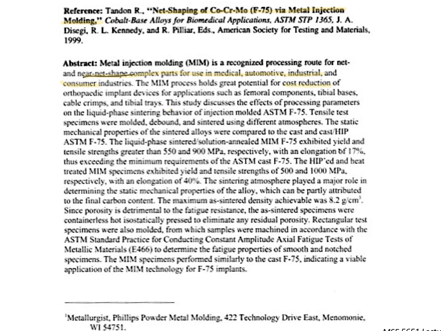He's looking at cost reduction of orthopedic implant devices. All right, and so cost reduction refers to the fact that it's net shape. You don't need to machine it. All that expensive machining stuff is minimized or hopefully eliminated entirely. And he's looking at process parameters of liquid phase sintering behavior of injection molded ASTM F75.